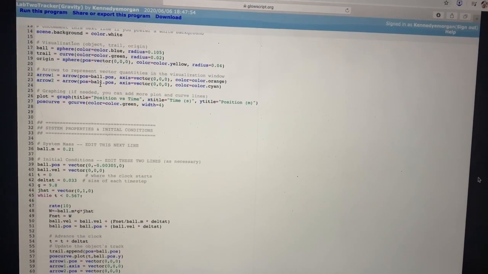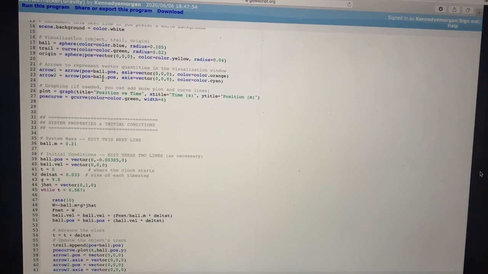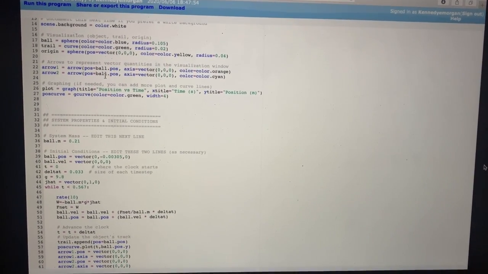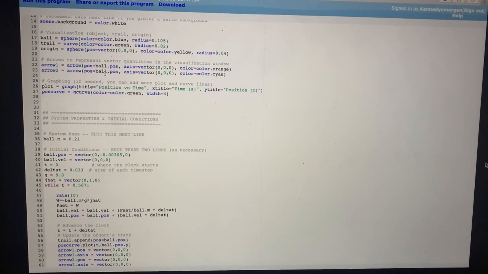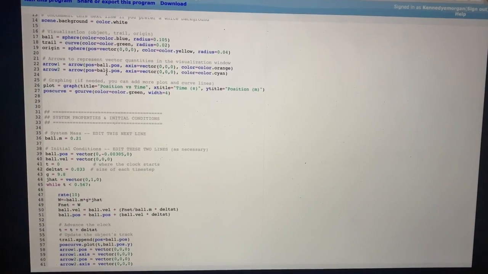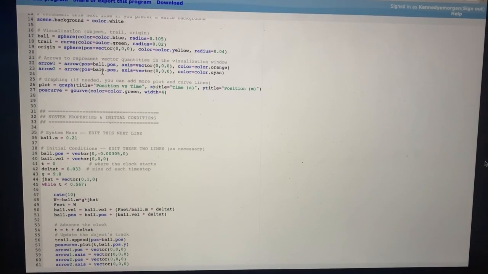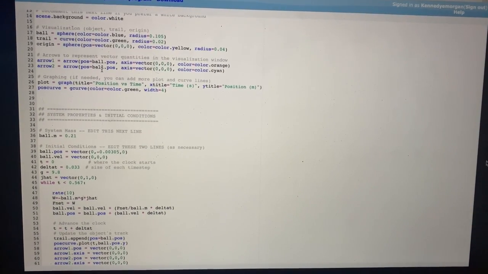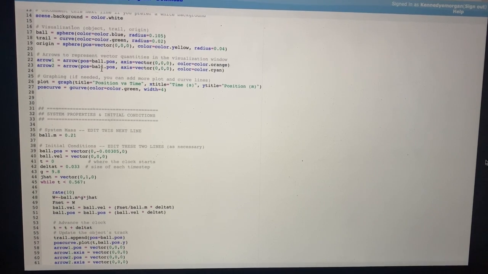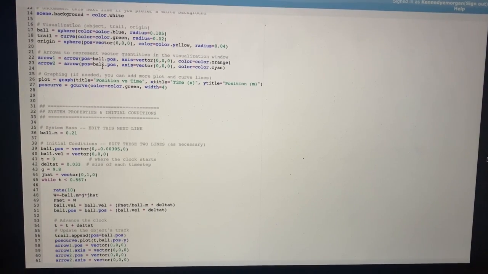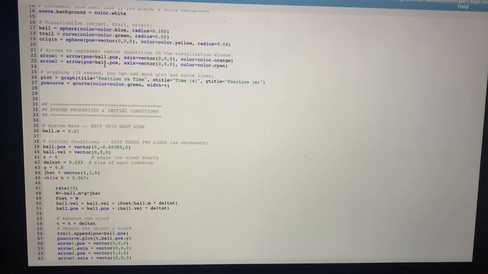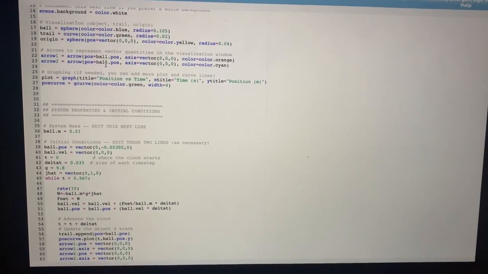The first code considers only the force of gravity. The crucial values that must be entered are the mass of the object, which is 0.21 kilograms, the initial position and velocity of the object, the time interval, and the force of gravity. The initial velocity of the notebook was 0 due to the fact it starts at rest. The force of gravity is simply 9.8 meters per second squared times the mass of the object.